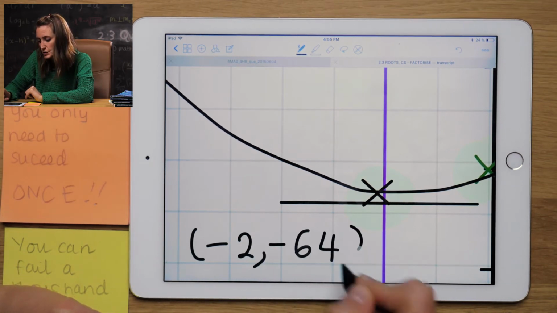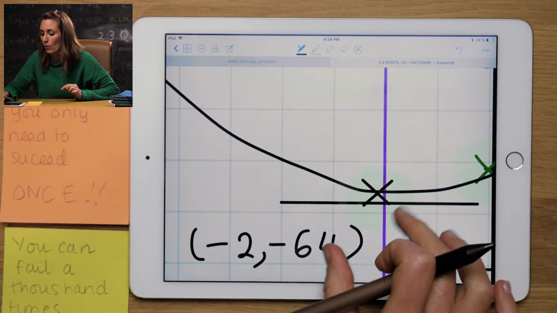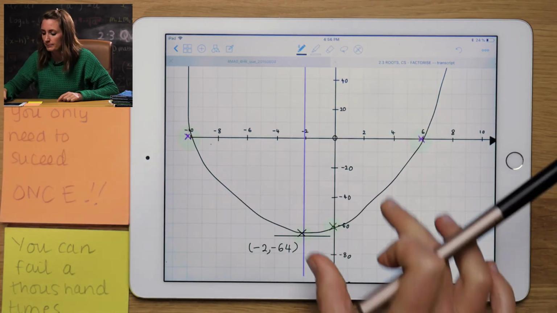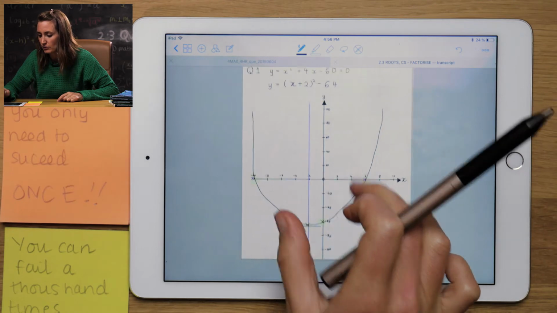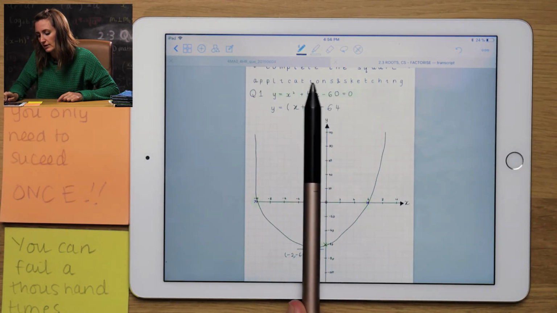They ask this question two ways. They can ask you just to draw it and they're looking for these key points, but they can also ask you for the minimum point or the maximum point if the curve is going the other way. And they can also ask you for this line here, this mirror line or line of reflection in the middle.